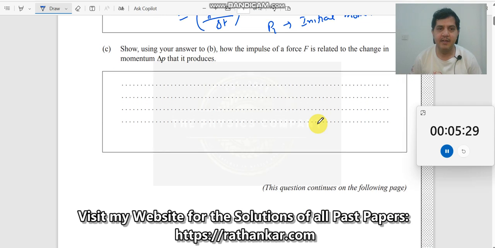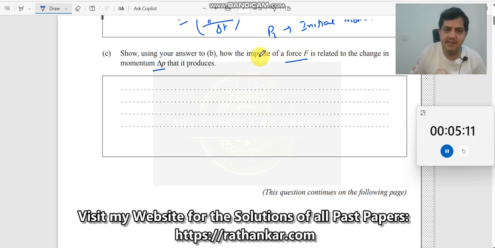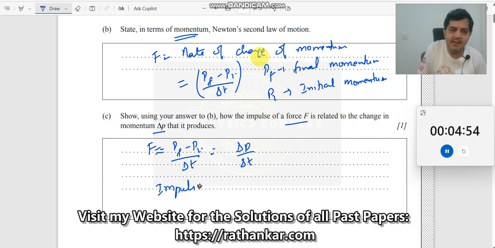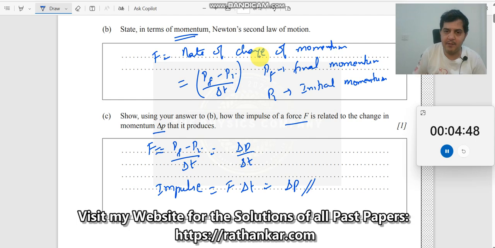And then next one: show, using your answer to (b), how the impulse of a force F is related to the change in momentum delta P that it produces. So you need to relate the impulse of a force F and the change in momentum. From the previous discussion, we have written F is equal to Pf minus Pi divided by delta T, which is equal to delta P divided by delta T. Thus what you should say is that the impulse is equal to F times delta T, which is equal to delta P, the change in momentum. You should stop here.